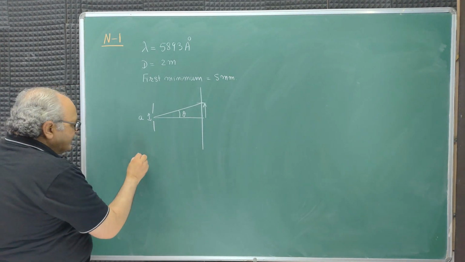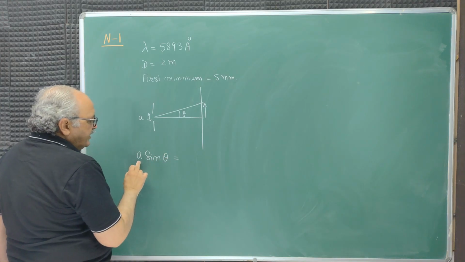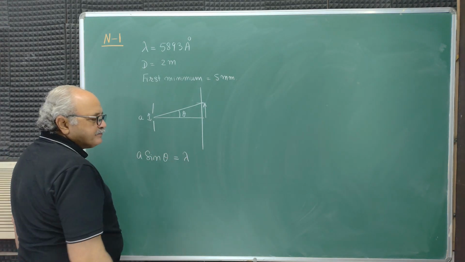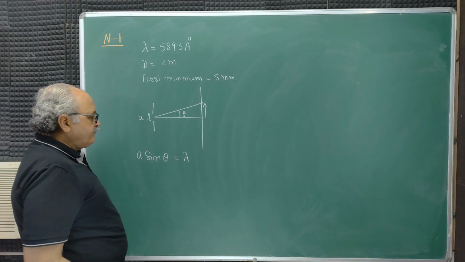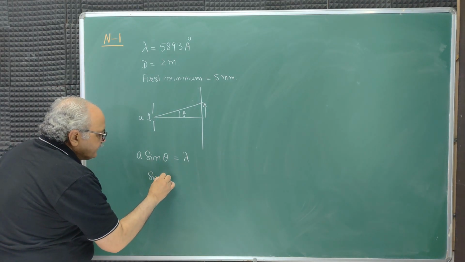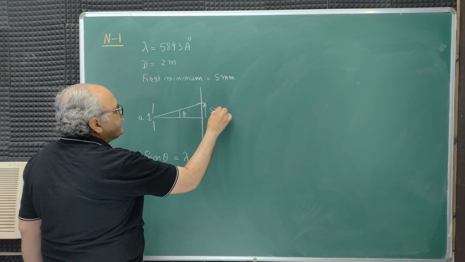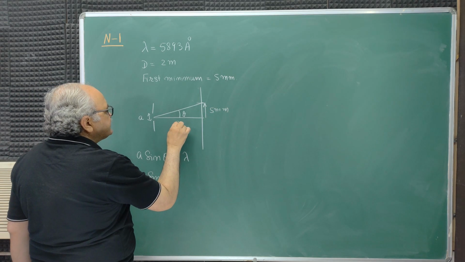We know that the condition for minima is a sin theta equals lambda. That is the first minima. This sin theta can be calculated by taking this arc, which is 5 millimeter, and this is 2 meter.